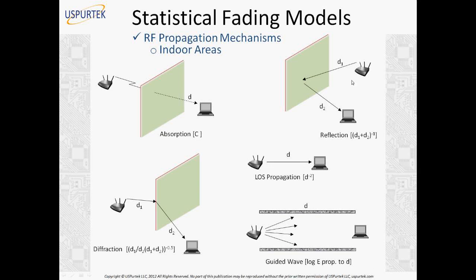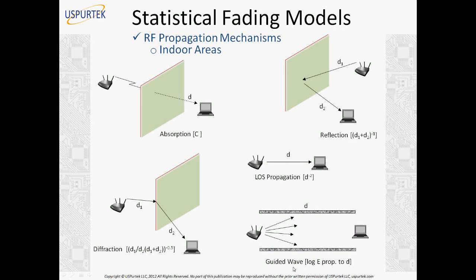You could have reflection, again the same behavior as we saw before, reflection from the wall. You could have diffraction too, from the edge of the wall. If you are in the hallway, there is an edge of the wall here, it could get diffracted. You have line of sight propagation, definitely. The most preferred one is the line of sight propagation. And then you could have a guided wave. Now this is a very special case.